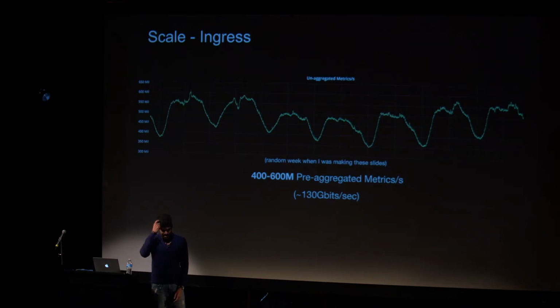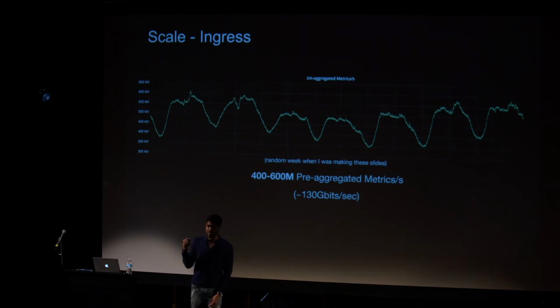Here's what it looks like for the number of ingest metrics coming into our system. These are unaggregated. It goes up to like 600. Funny story about that, when we submitted the CFP for this, we said 500 million metrics a second, and we were sure that was the peak. I was making these slides a few weeks ago, and it hit 600. Good to know. It seems to work.